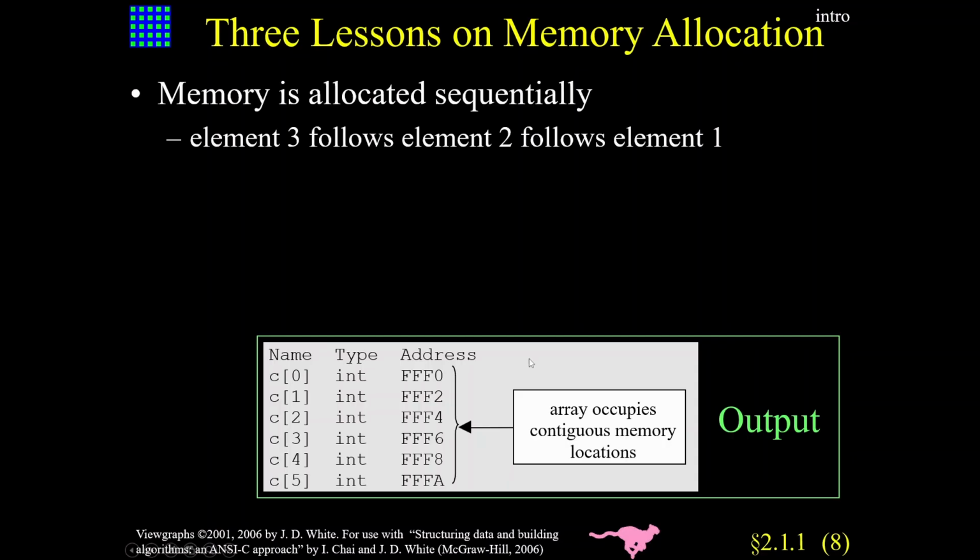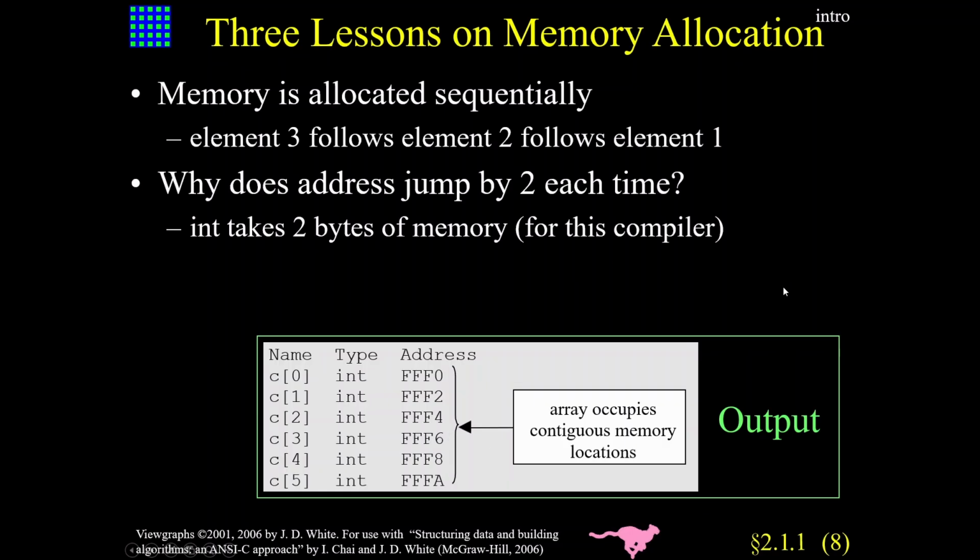One, memory is allocated sequentially. Element 3 follows element 2, follows element 1. Each piece of memory follows the other one. The second piece of memory is after the first, then the third, then the fourth.